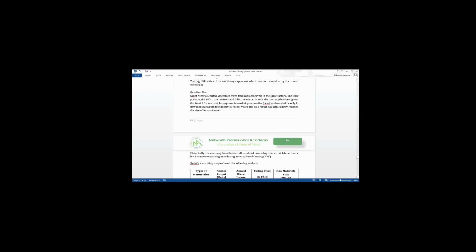SADC Accounting has produced the following analysis: types of motorcycle, annual output in units, annual direct labor hours to produce Prelude, Roadmaster, and Roadsters, selling price per unit, raw material cost per unit. The raw material cost can be traced to a unit, that is direct cost.